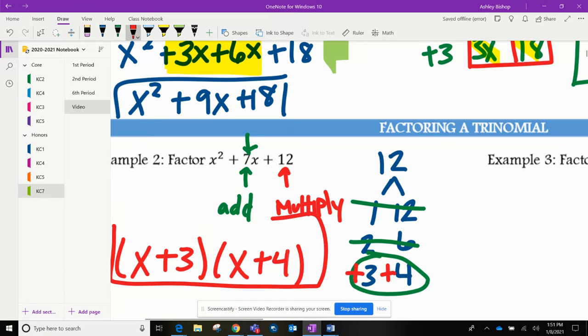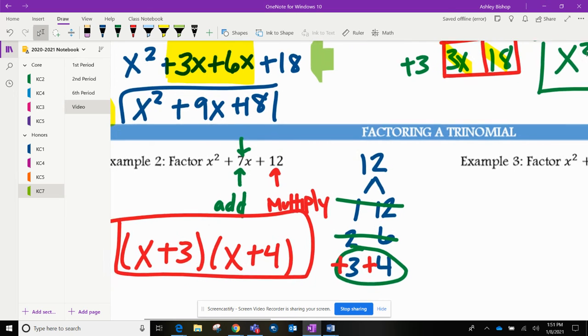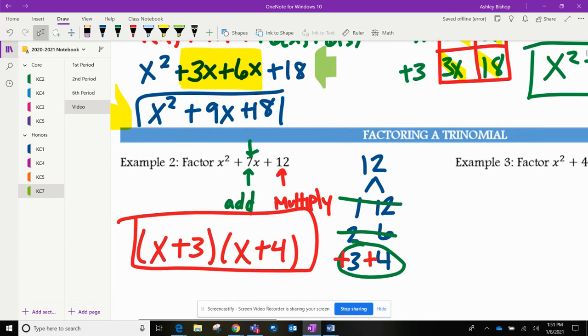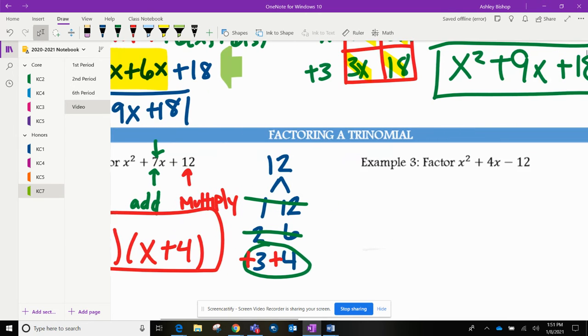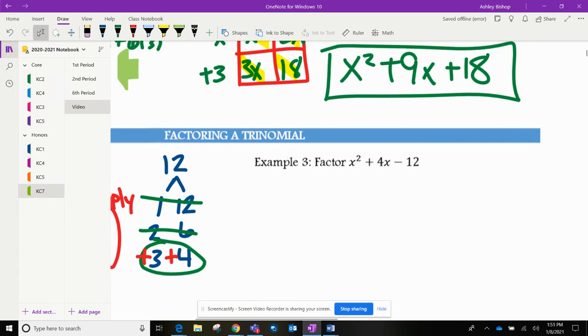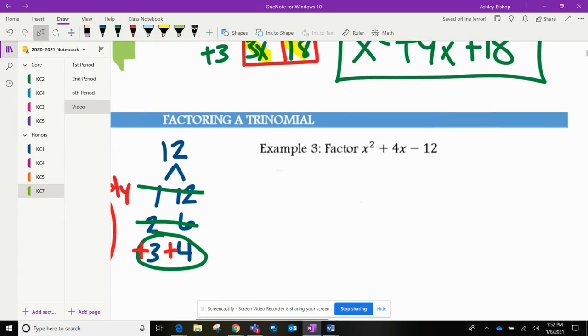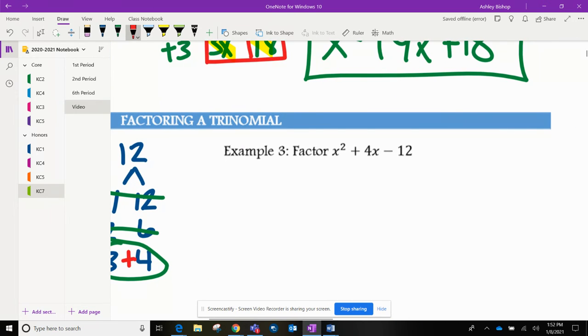Right? Fun and dandy. This is a nice one to start with because hopefully it's starting to jog your memory. It's not always going to be this straightforward though. So let's look at this example right here. Factor x squared plus 4x minus 12. Whenever I tell you to factor, you're going to follow the same steps. So you're going to find the numbers that multiply to your last term, but you can add to your middle term. Okay? So I want to find the numbers that multiply to 12 or negative 12.